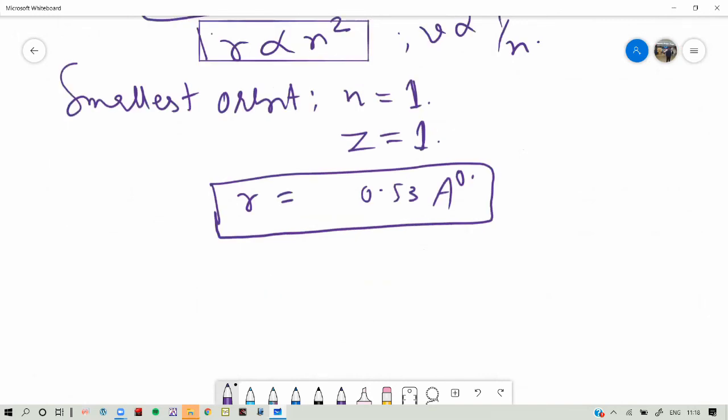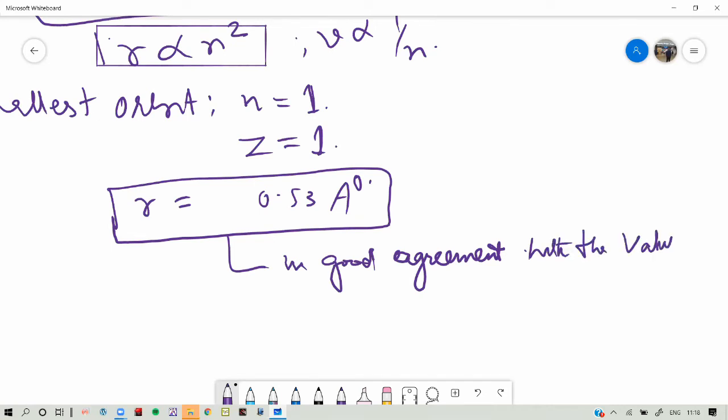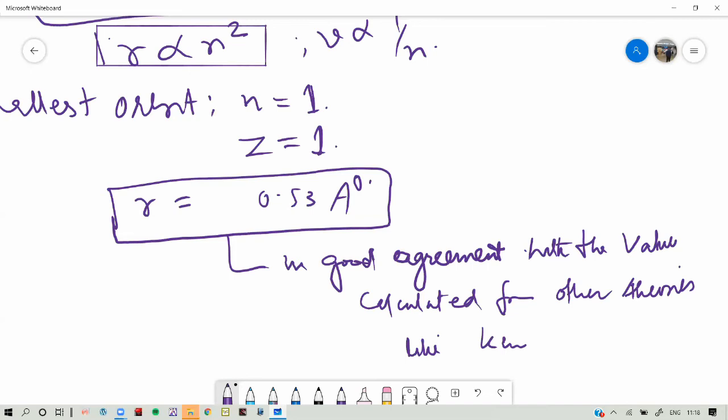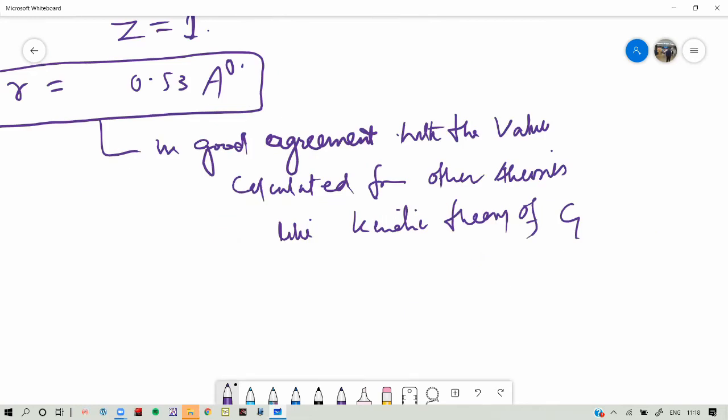This is in good agreement with the estimates made from other data. That means it is in good agreement with the value calculated from other theories, one of them being the kinetic theory of gases. People have calculated this value from the kinetic theory of gases, and it is in agreement with that value.